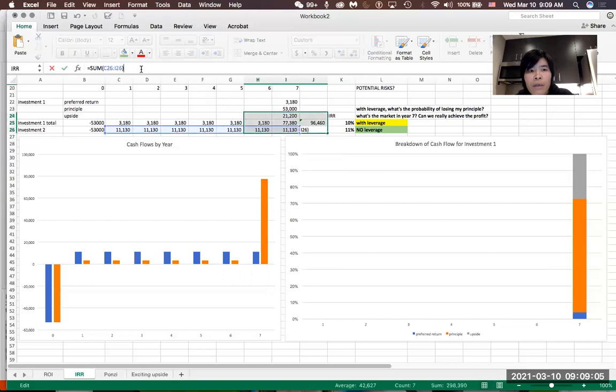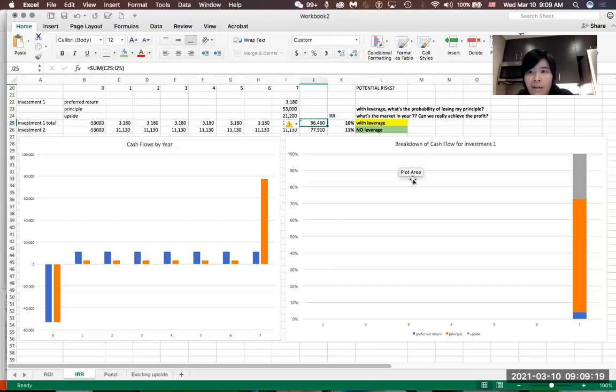Same calculation. If you sum up all the cash flow, investment 2 gives you only 77, or let's call it 78K. It sounds less exciting, right? But this is not the right way to look at it. The reason is because money has time value. That's 101 of finance. So IRR takes care of that. So that's 11%. And don't forget, they are not an apple-to-apple comparison because investment 2 has no leverage.